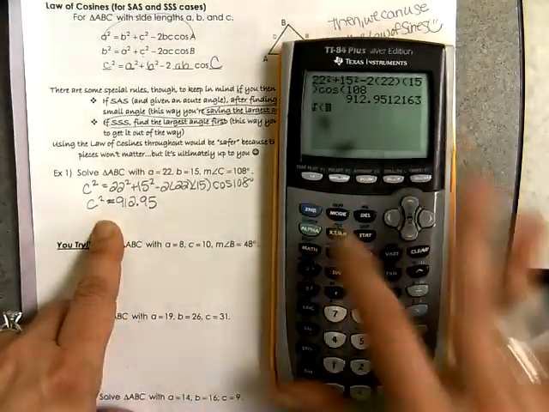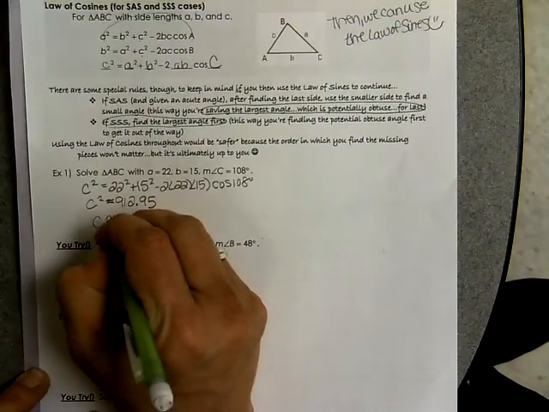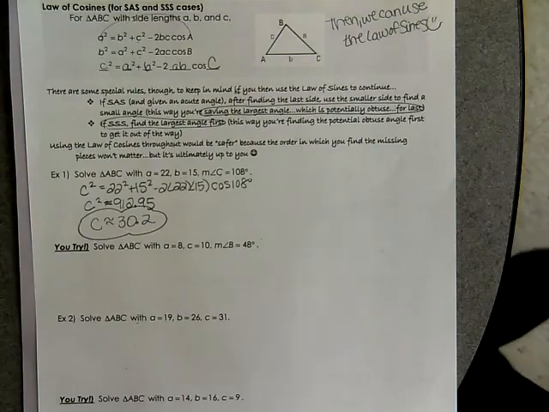Now that's not the length of side c. Notice we have to take the square root. So if we take the square root of that, we get about 30.2. So that's going to be the length of side c. We get that side c is about 30.2.